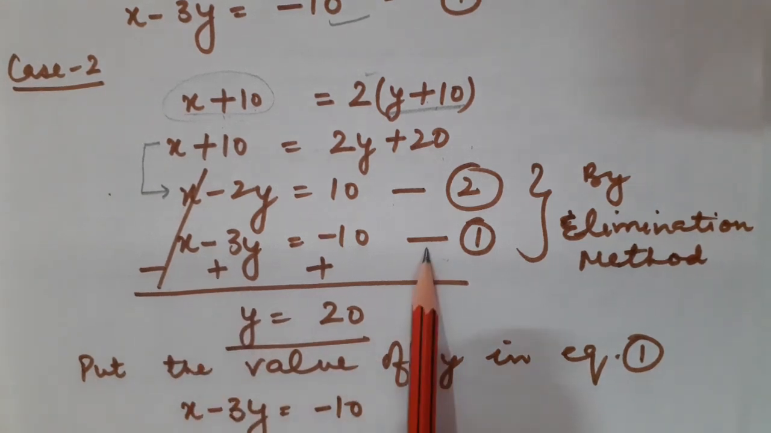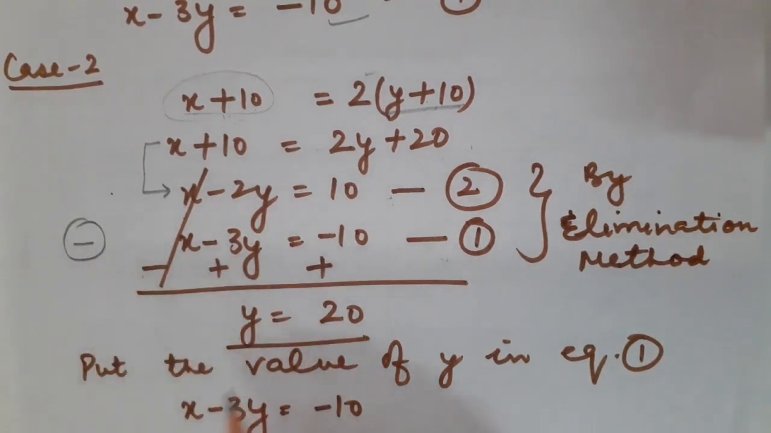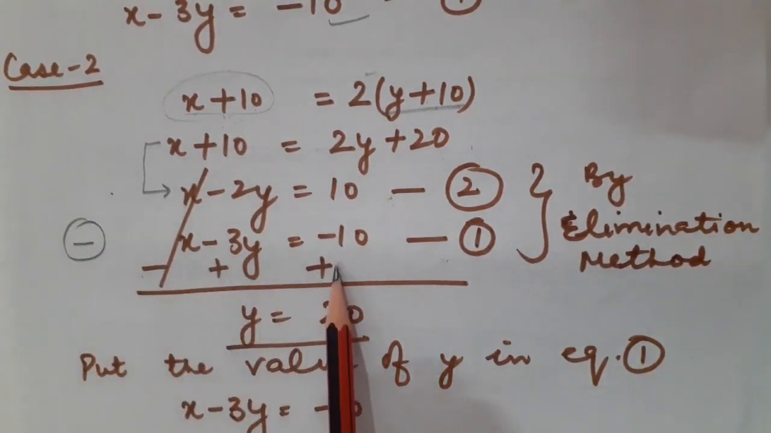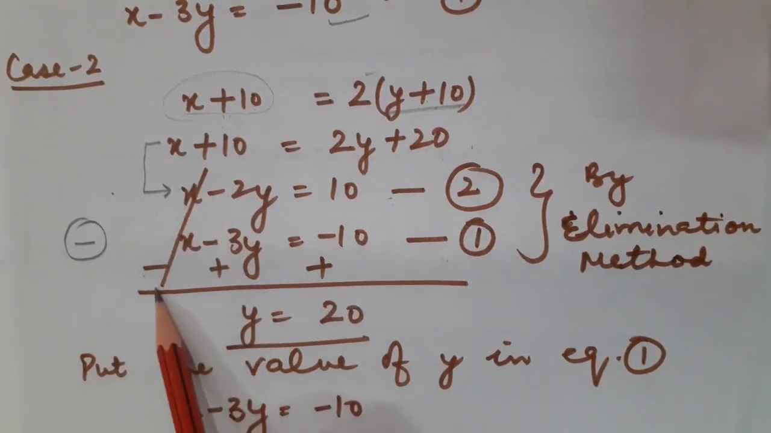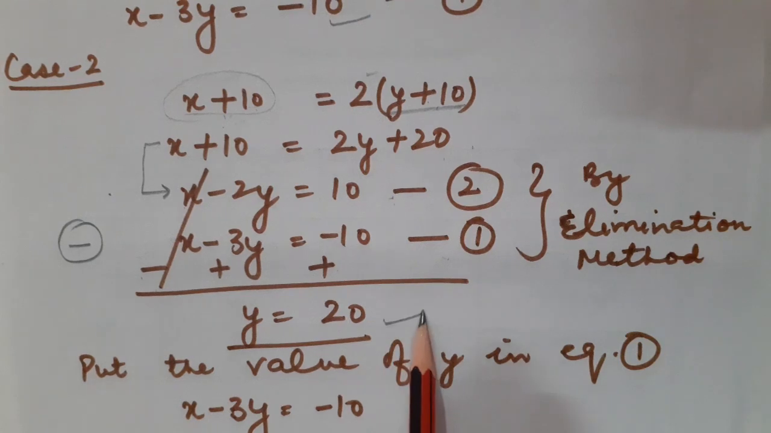Just subtracting equation number 1 from equation number 2. As subtraction is going to happen, the sign will be changed. This is minus, this is plus, this is plus. Plus x and minus x are going to be eliminated. Here I have got y is equal to 20.